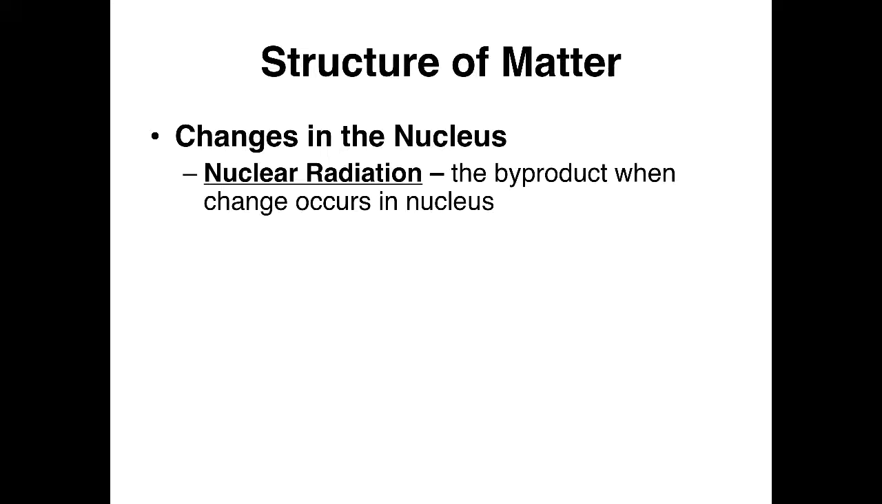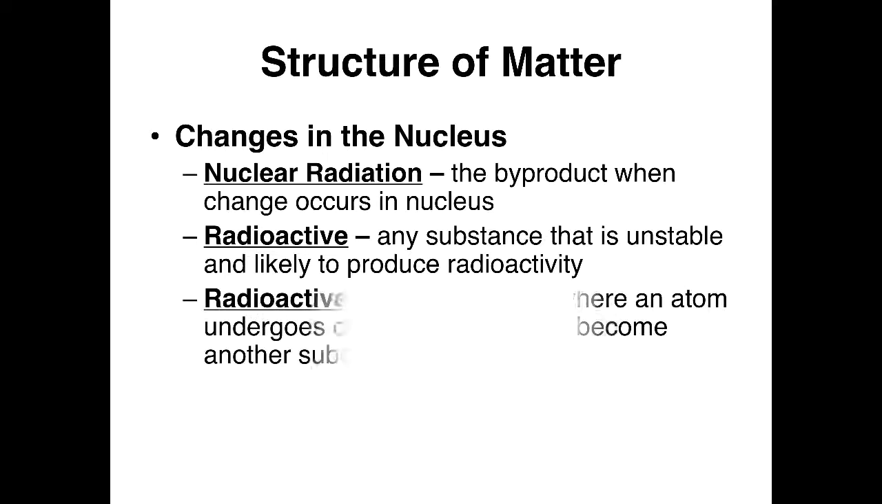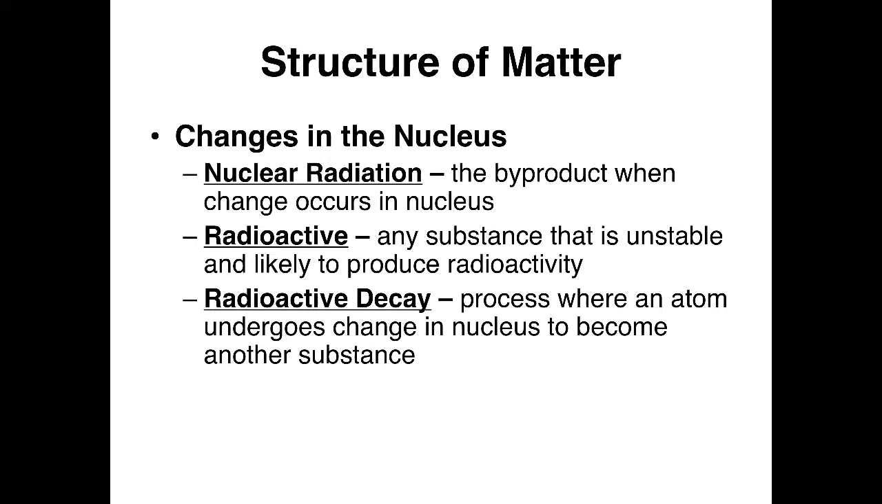Now, we talk a lot about chemical reactions, but there are also something called nuclear reactions. Nuclear reactions occur when the change occurs in the nucleus as opposed to a change in the arrangement of elements. Something is called radioactive if it's unstable and produces a radioactive particle. Radioactive decay is the process where an atom changes in the nucleus and actually becomes another substance.